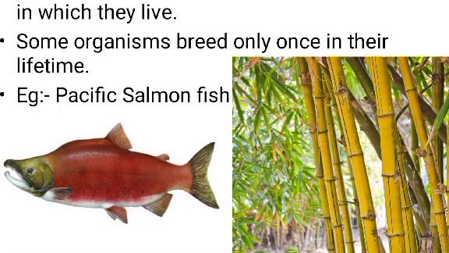Okay, so the Pacific salmon fish will be laying eggs only once in their lifetime. Okay, they breed only once in their lifetime. Similarly, in plants, if you see the bamboo plant, it will be living for about 50 years, and at the end of that 50 years, it will produce flowers, fruits, and then they die off. Okay, so this is one type of life variation seen in some organisms.